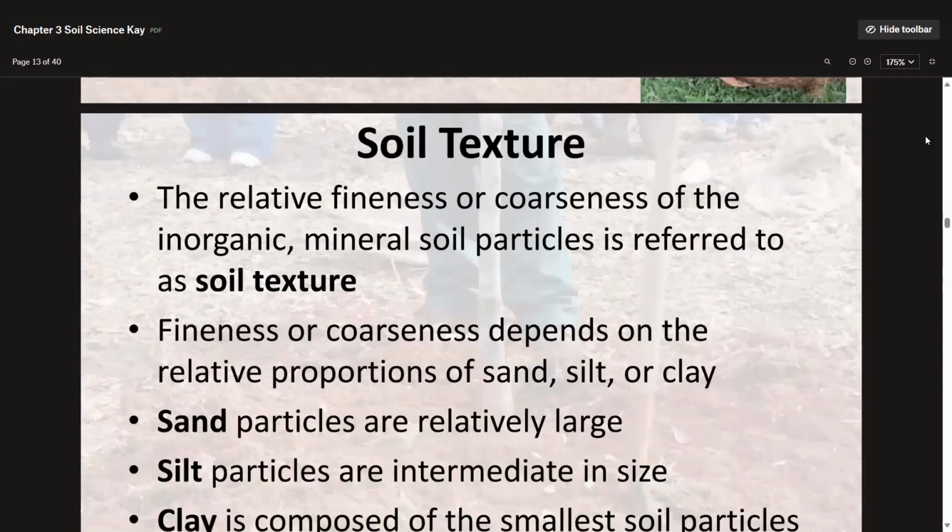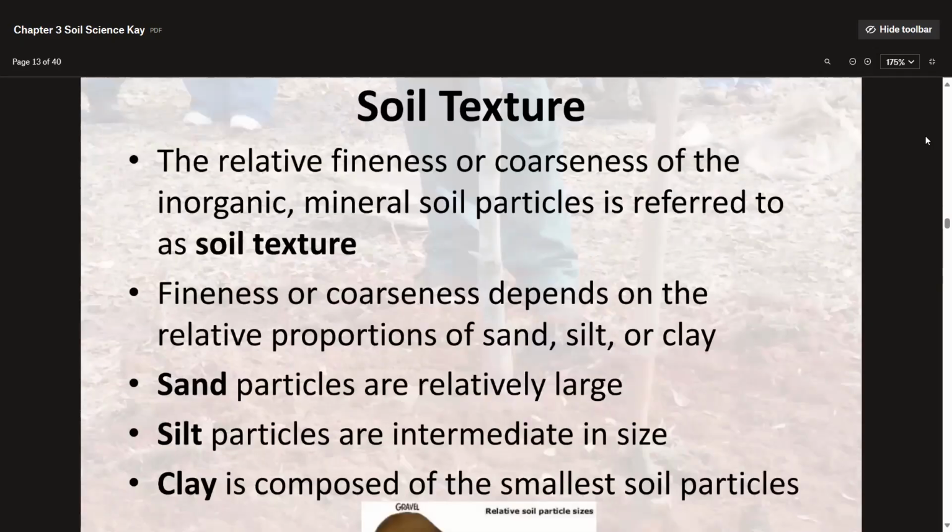All right. The soil texture, that's the relative fineness or coarseness of the inorganic mineral soil particles, and that is called soil texture, right? Fineness or coarseness depends on the relative proportions of sand, silt, and clay in that mix, right? Sand particles are relatively large. You know this if you've been to the beach and gotten them stuck in places. Silt particles are intermediate in size, and clay are the smallest particles of all.